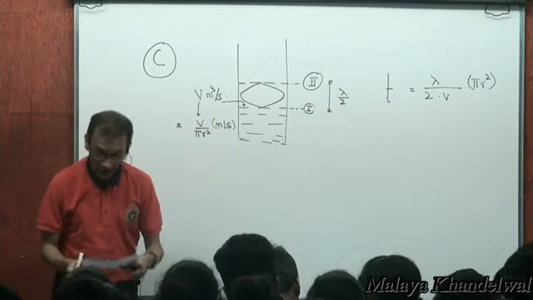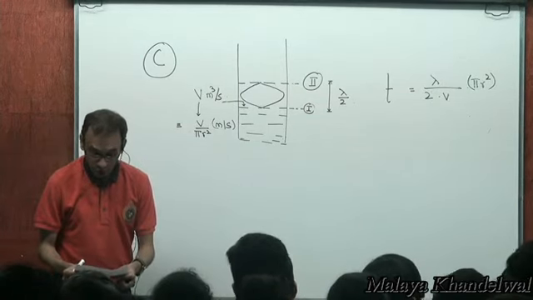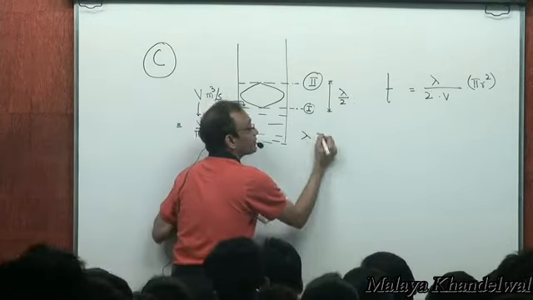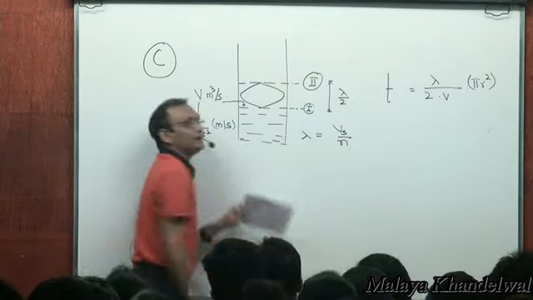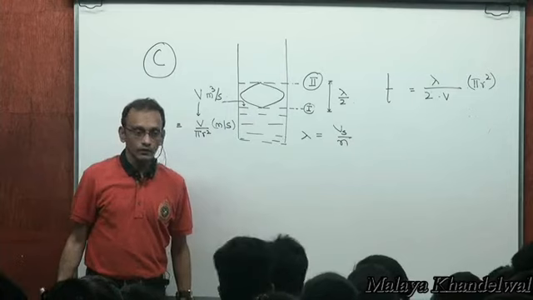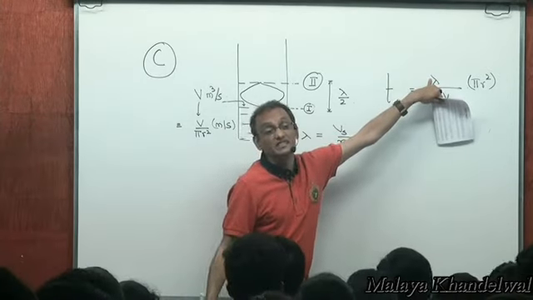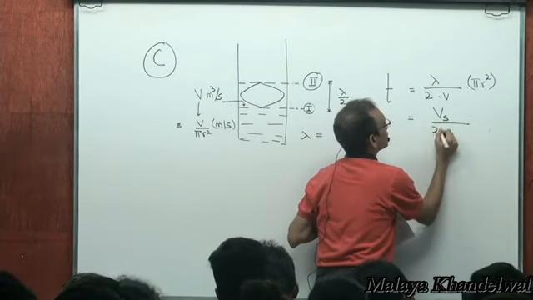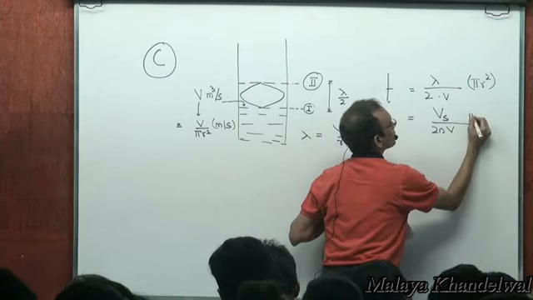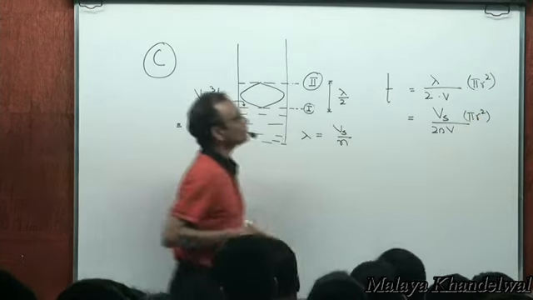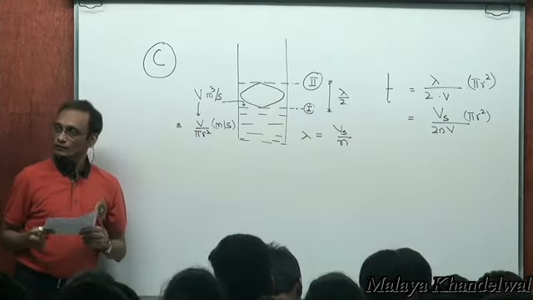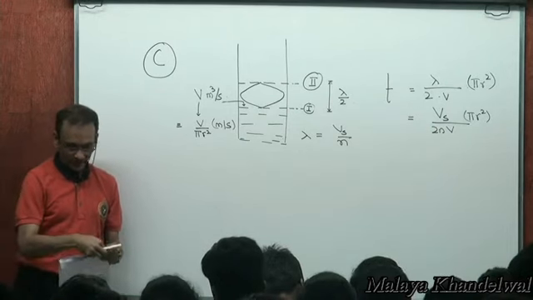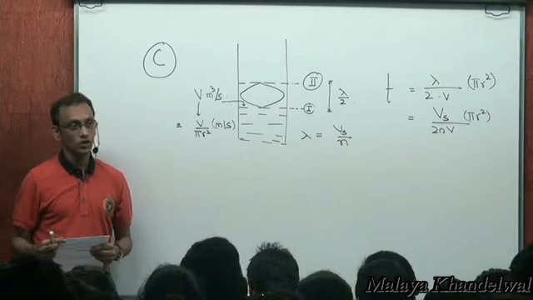And the velocity of sound is given to be Vs. So can I say lambda must be Vs divided by the frequency n? Right? So this lambda can be replaced by Vs by n. Let's look at D then. So far, so good, right?